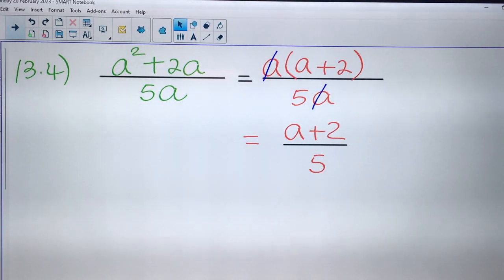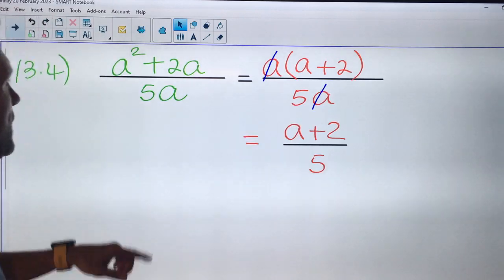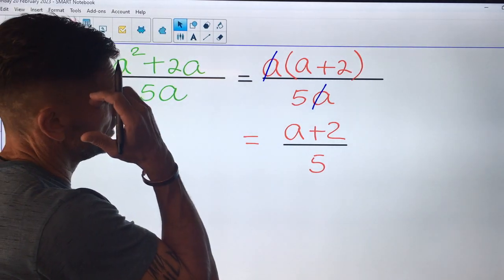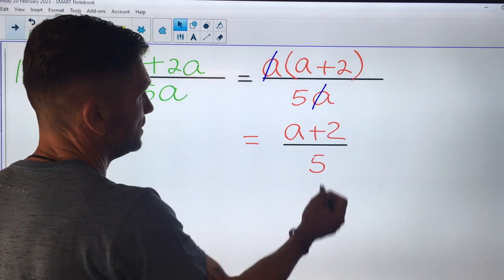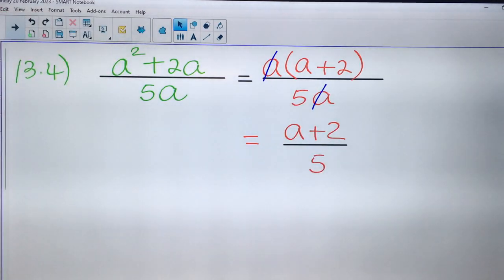13.4, the same applies here. I can remove a as a common factor on top. And then at the bottom, it's already one term, so there's nothing I can do, but I can cancel that a with this a. That leaves me with a plus 2 over 5. So if you had it wrong, just make corrections. So what is the key here? Factorize, factorize, and factorize.